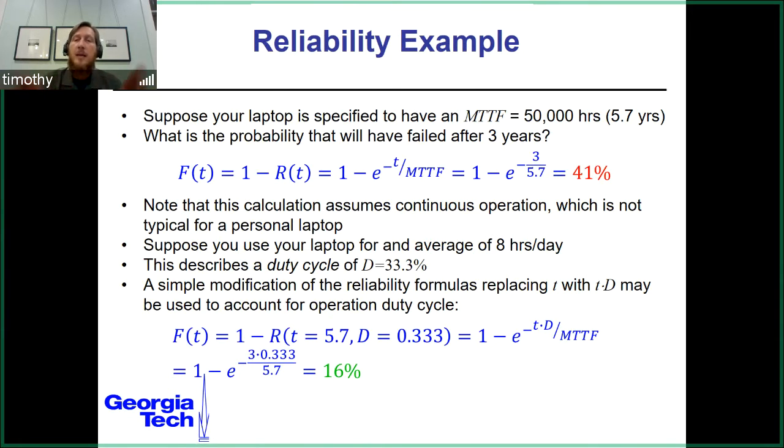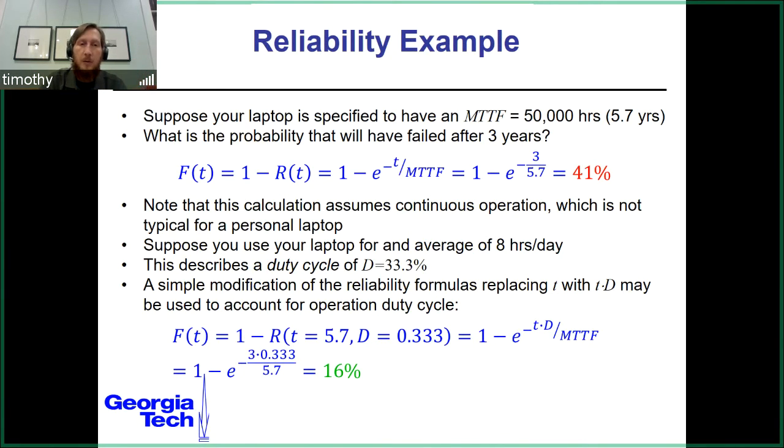So you now take 8 hours a day, which is 1/3 of an average day. And so we can now say we're going to find the failure rate given the time of 5.7 years with a duration of operation of 1/3, 0.33. If we plug that in, we can now multiply the time by this 1/3 duration, and that comes out to be a 16% probability. So it makes intuitive sense: if we're saying 41% probability if we're running it constantly nonstop, but if we reduce it by 1/3, it drops down to about 16. It feels right.